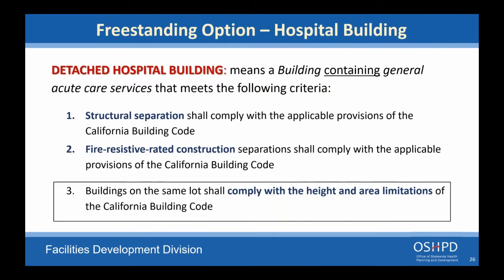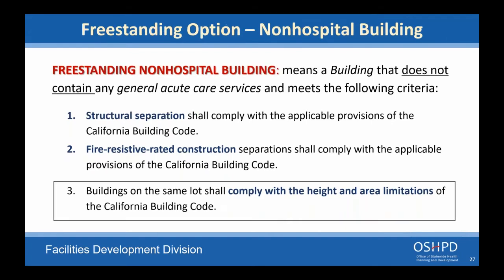So now I'm going to go over a quick definition of the freestanding options for hospital buildings. You have a detached hospital building, which means a building containing general acute care service that meets the following criteria. Here, the structural separation shall comply with the applicable provisions of the building code, and the fire ratings have to comply. And buildings on the same lot will comply with the height and area limitations.